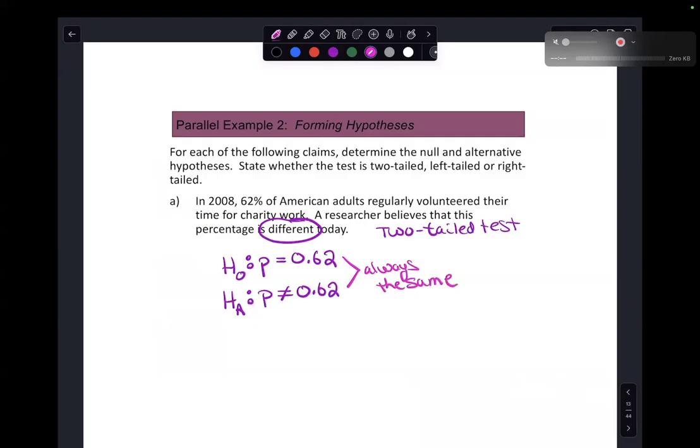The only thing that changes is we change from H naught to either H1 or HA, and we change the sign from equal to not equal. No matter what kind of test we have, the numbers are going to be the same. So this is my null and alternative hypothesis, and it's a two-tailed test. Any questions on this?